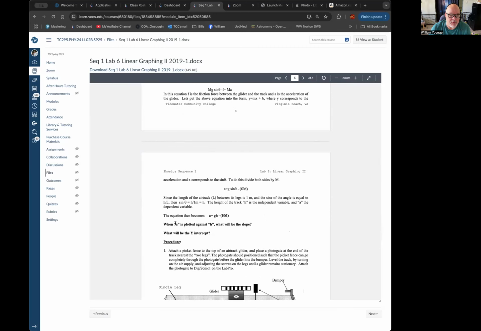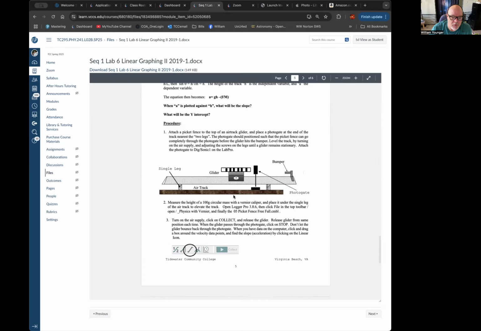And they ask you specifically, when a is plotted against h, what will be the slope, what will be the y-intercept. I think I've explained that pretty well, but you need to internalize it in such a way that you understand it, or you're just going to repeat my answer. And my answer's fine. It's just more a fact of I need to make sure you guys can get that and understand it. So, replay this part of the video if you need to, or look at the other video that I've posted for this particular lab. Here's where they show the procedure.